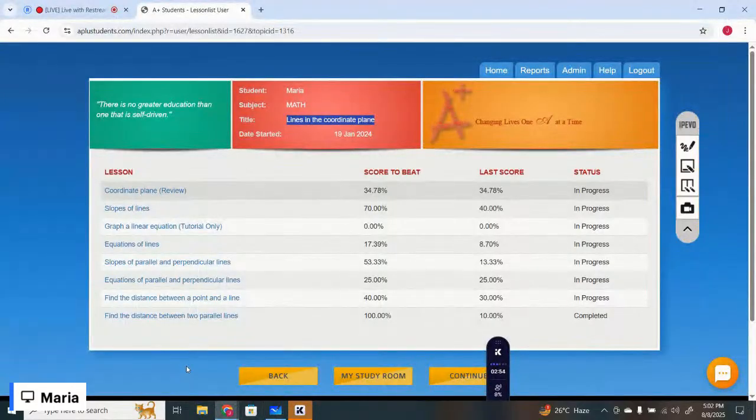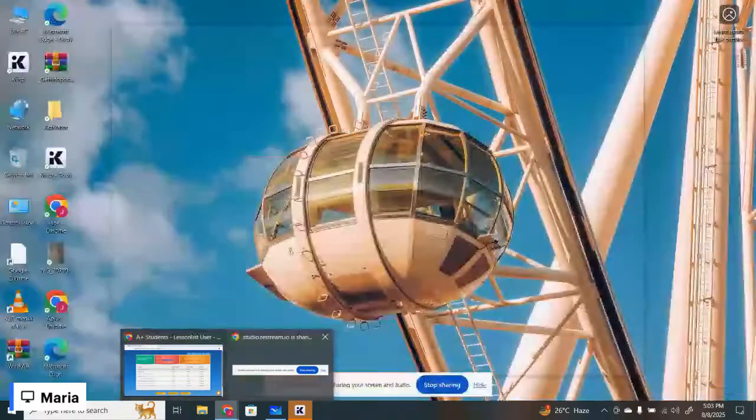You can find all the lessons on aplusstudents.com. You have to log in there using your email address and the password provided by the administrator. Then you have to select math from the subject tab, scroll down to grade 10 math, and then click on view all lessons. There you find a list.